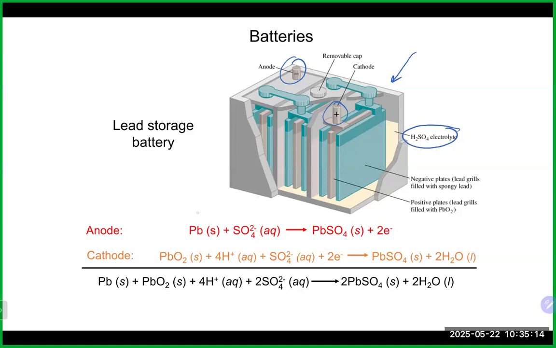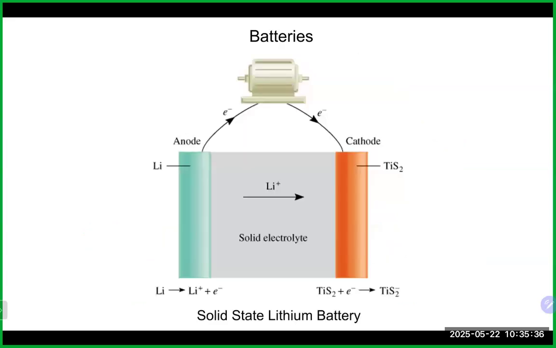Here we see 0 for our lead going to +2 being oxidized, and down here +4 for the lead going to +2, so getting reduced in this case. Once again, as I mentioned before, you can see a lot of solids in our overall reaction. And as I mentioned before, that's really good for a battery's ability to be recharged.